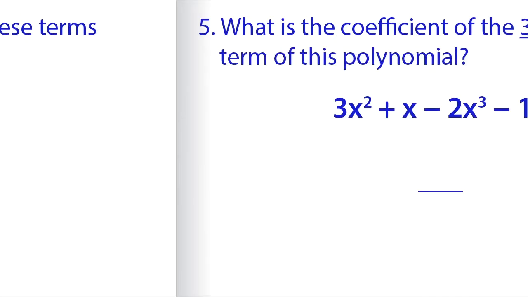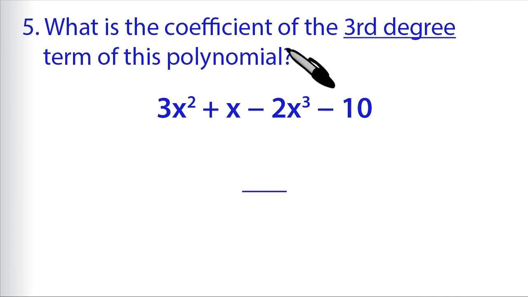For problem 5, we have what is the coefficient of the third degree term of this polynomial? All right, so let's look at these terms and determine which is the third degree term. So this has a second degree term. This is a first degree term. Right here is a third degree term. The power is 3 on this one, and this would be a 0 degree term or a constant term.